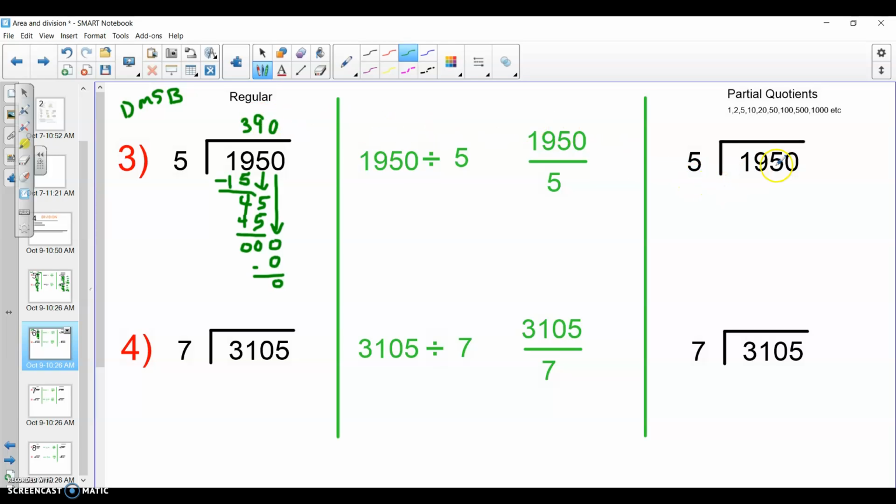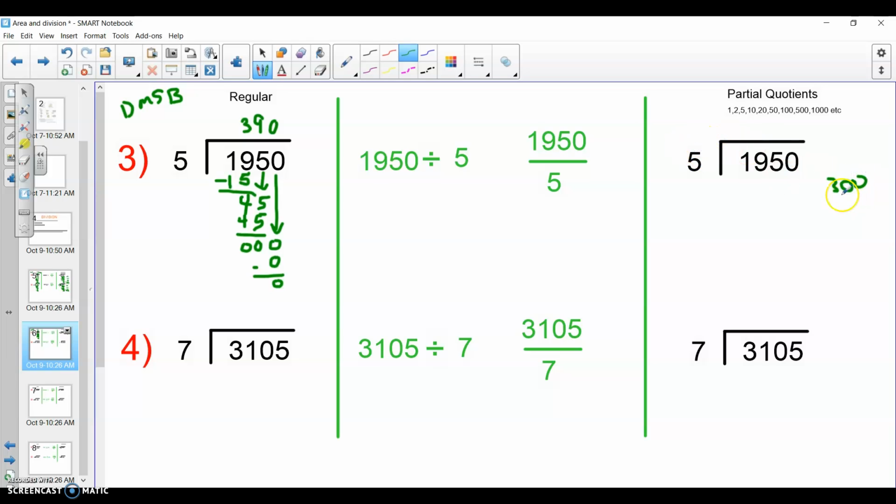For partial quotients, I can't do 1,000 times 5, that would be 5,000. And I can't do 100 times 5 because that's 500 and it's got to be 3 digits. So if I chose to do a higher number between 100 and 1,000, I could try to do 400, but that would give me 2,000. So I'm going to do 300. I'm going to multiply by 300.